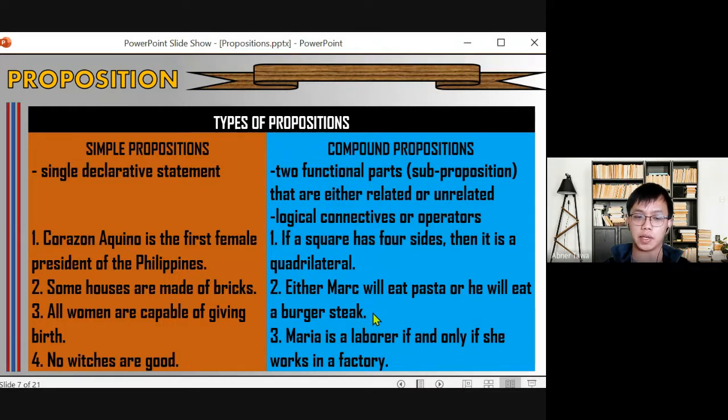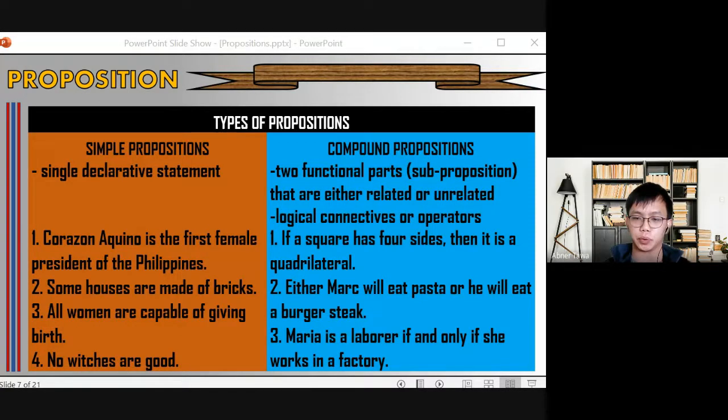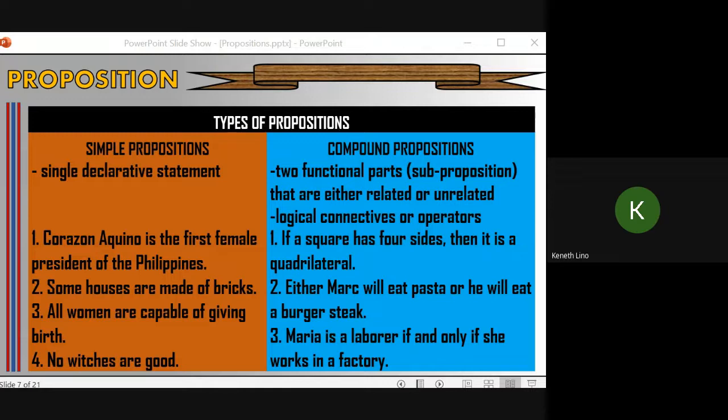So let's have another example. Please read, Mr. Kenneth. Number 2: Either Mark will eat pasta or he will eat a burger steak.